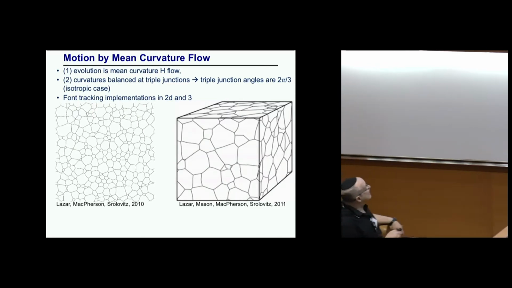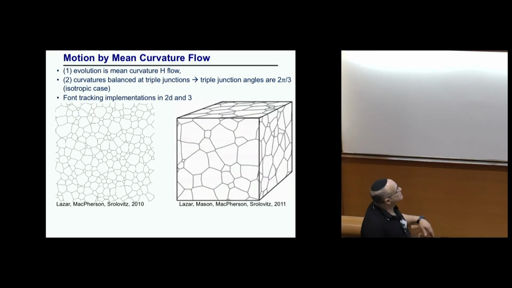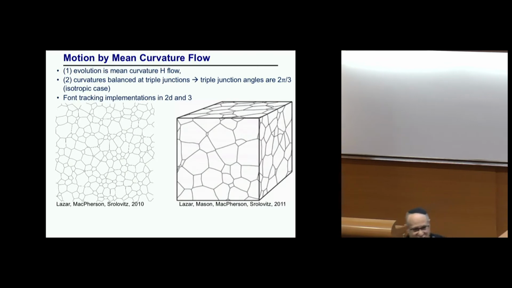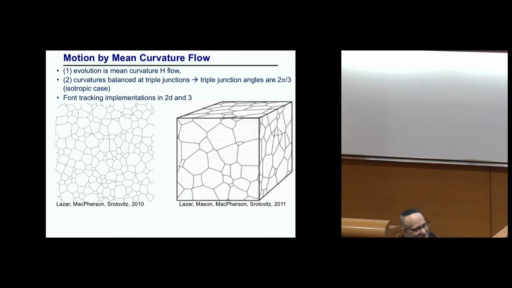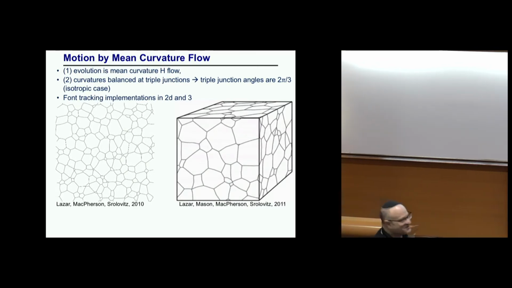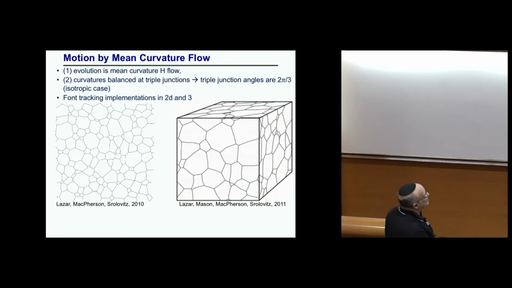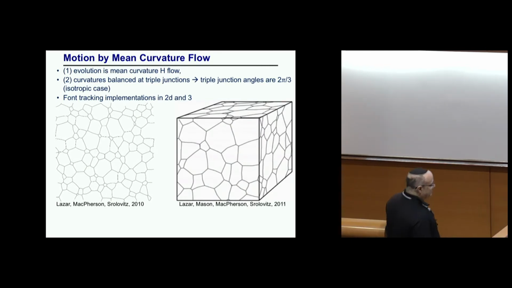And in 2 dimensions, you have a nice thing that grains with smaller than 6 sides tend to shrink, with more than 6 sides tend to grow. Von Neumann told us that quite a few years ago. And it's a little bit more complicated in 3 dimensions.